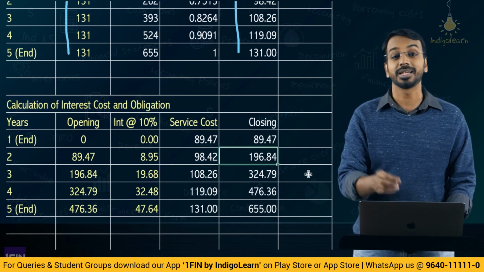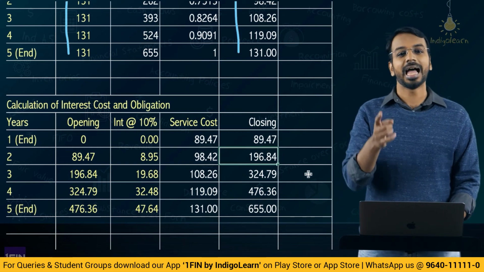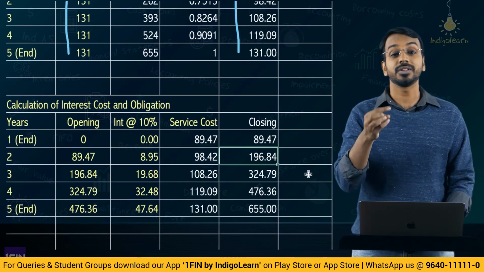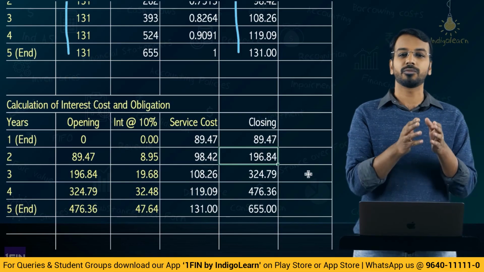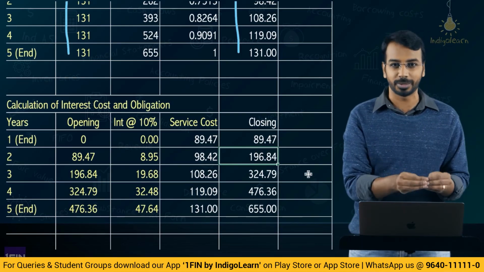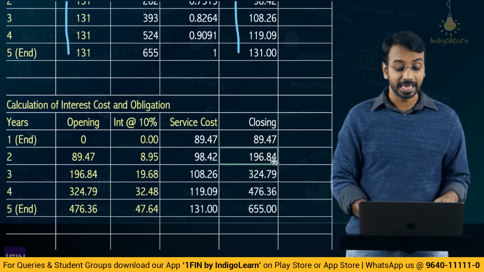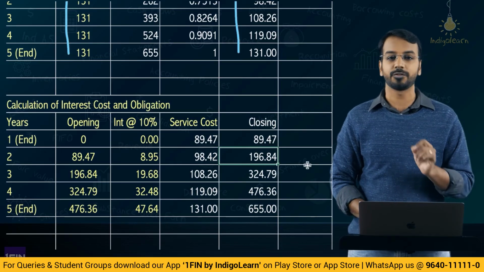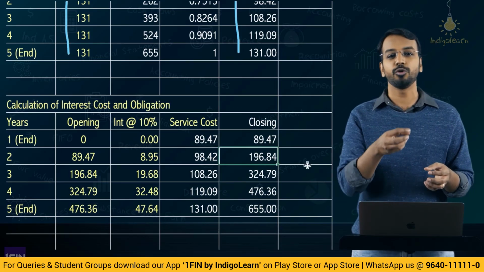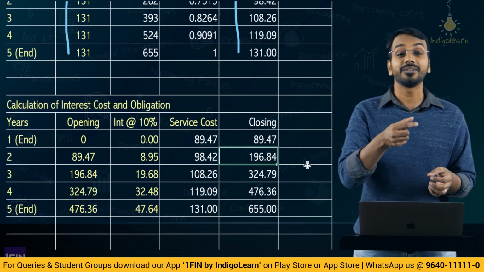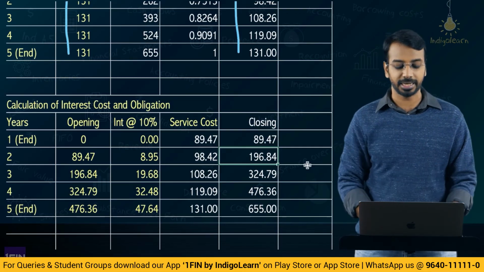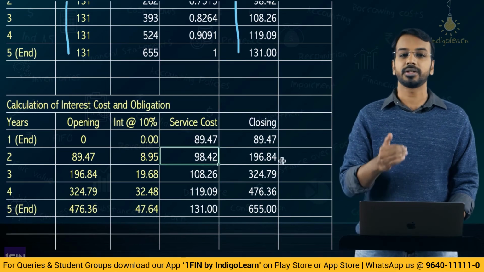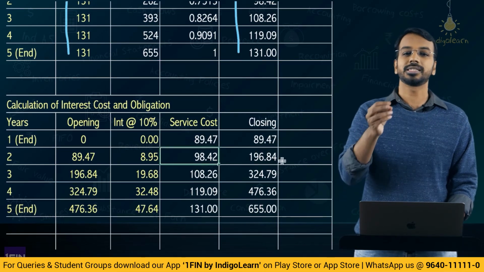196.84, what does this represent? This represents the obligation at the end of year 2 for services rendered in year 1 and year 2. So basically, at the end of the period, for example at the end of year 2, what is the present value of obligation for services already rendered by the employee? That is, year 1 and year 2, whatever is the service.